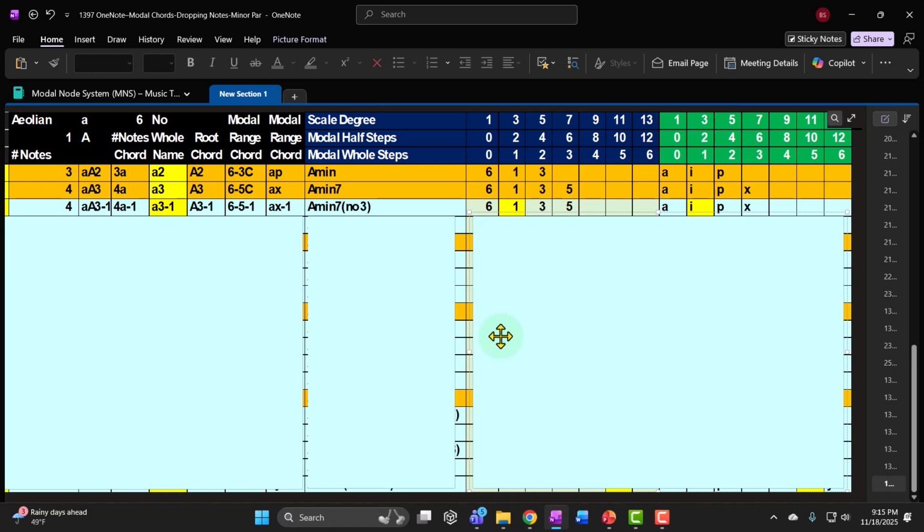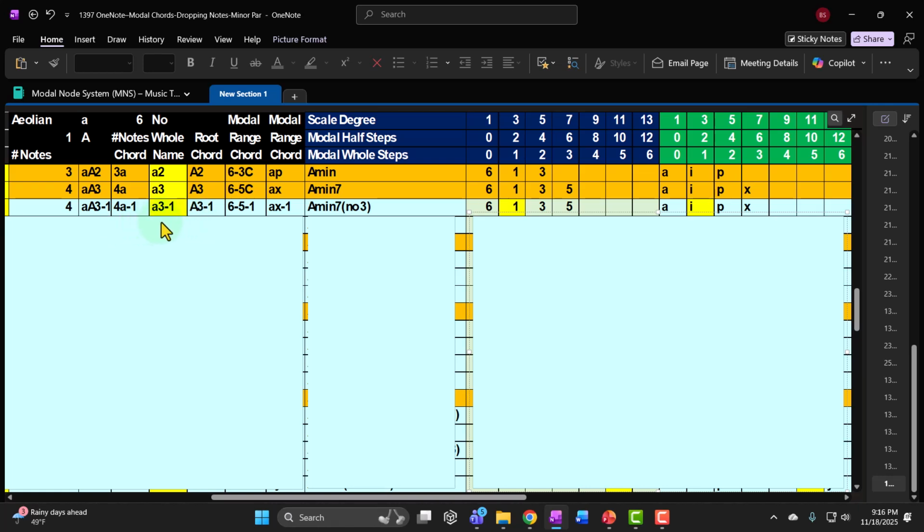You need some kind of perspective, in other words, to view what you're playing. You're always going to view what you're playing from some kind of perspective. All right, so if I drop the third, then normal naming convention would be an A minor 7, no third. So I would rather call it an A3 negative 1 or a 4A negative 1.